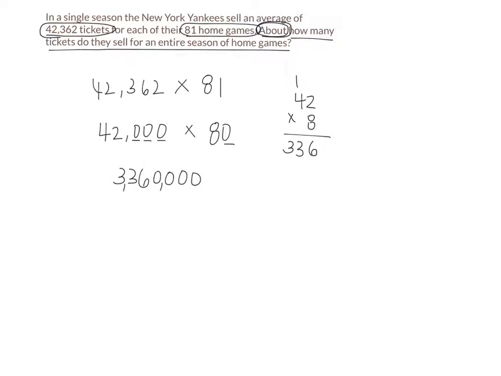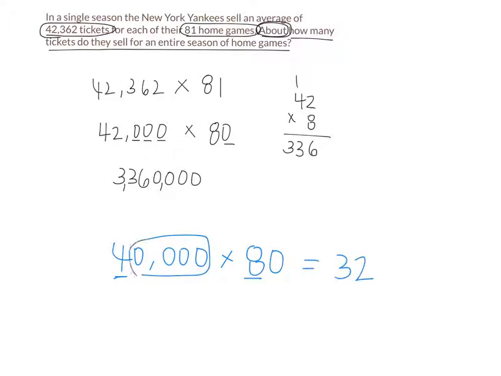Okay. Now, some of you might be thinking, wait, Miss O, I know a different way to do it. Instead of saying that 42,362 is close to 42,000, I'm just going to say that it's close to 40,000. How many of you were thinking that? Yeah. I'm still going to round 81 to 80, and now I can do 4 times 8 in my head, which is 32, and then I can add 1, 2, 3, 4, 5 zeros to get 3,200,000. This one was easier because I can do 4 times 8 in my head, whereas before I could not do 42 times 8 in my head, right?